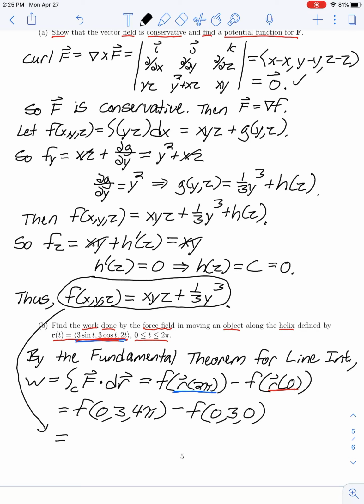The first part of it is x times y times z. Now since x is 0, we have 0 for that product. And then plus 1/3 of y cubed. So here y cubed would be 3 cubed divided by 3 gives us 3 squared, or 9. And then we are subtracting the value of our function at the other point, 0, 3, 0, which is also 9. So here we have a value of 0 for the work done by that field in moving an object along that helix.